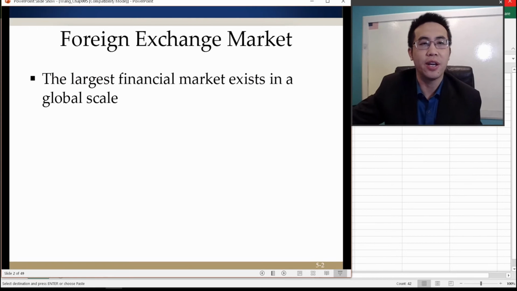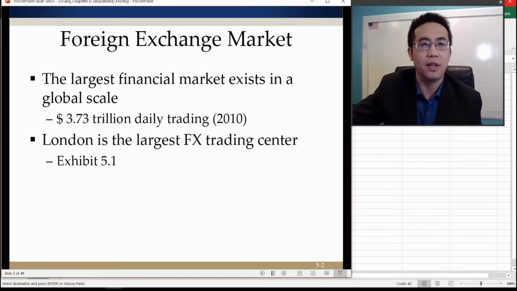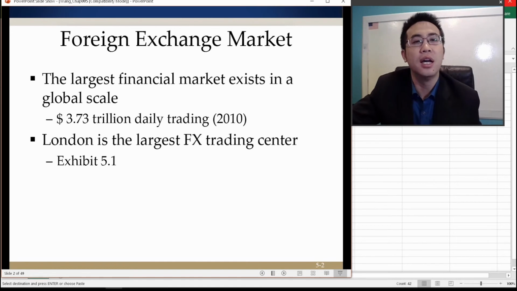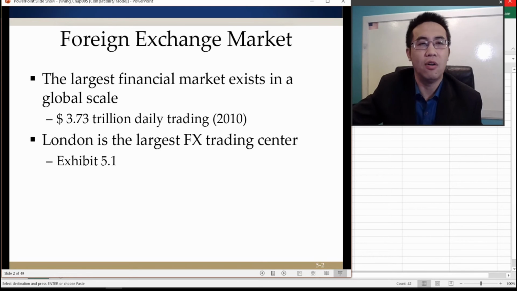So, what is a foreign exchange market? Actually, that is the largest financial market that exists on a global scale, judged by trading volume. The daily trading volume of exchange is around 3.73 trillion US dollars. That's a statistic from 2010, from the textbook. So if we have 250 trading days in a year, that's roughly over 800 trillion US dollars. So that's quite large. And much of this exchange trading is done by derivatives like options, futures, and currency swaps.